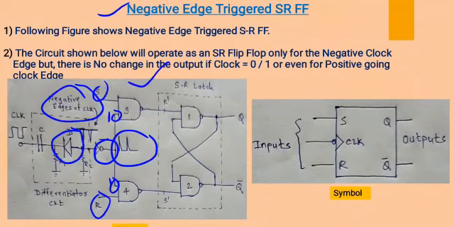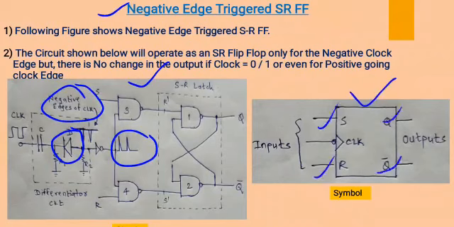Therefore a NOT gate is inserted between the clock input of the SR flip-flop and the differentiator circuit, which can avoid at least one input of NAND gates 3 and 4 being 0. Now this is the symbol of the SR flip-flop, which has S and R inputs, Q and Q complement outputs, and this is the clock input. This symbol shows an edge and this bubble shows that this flip-flop is a negative edge triggered SR flip-flop.